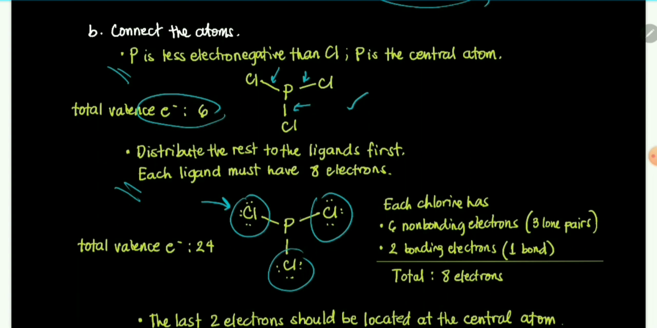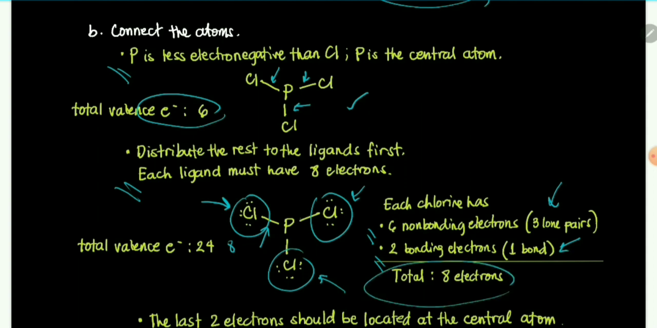So for example, this one, meron siyang 6 na non-bonding electrons. Tapos meron siyang bonding electrons na dalawa. So 6 plus 2, 8 electrons yan. Ganun din dito at dito. Okay? So each chlorine has 6 non-bonding electrons and 2 bonding electrons. So 3 lone pairs and 1 bond. So meron siyang total of 8 electrons per chlorine.